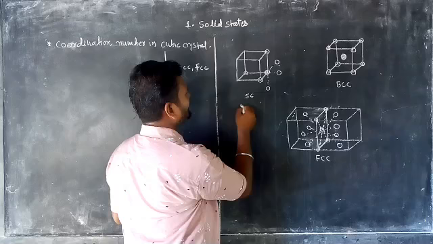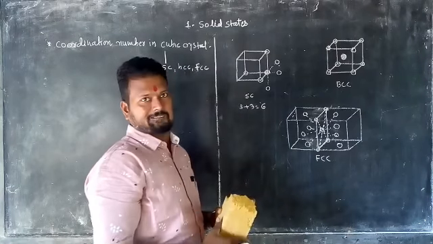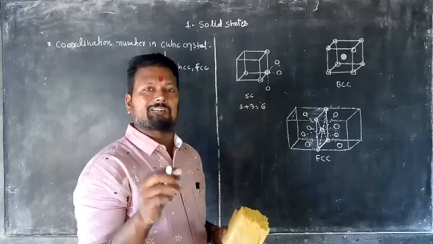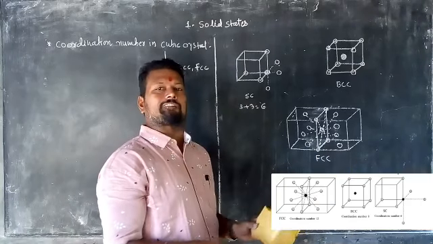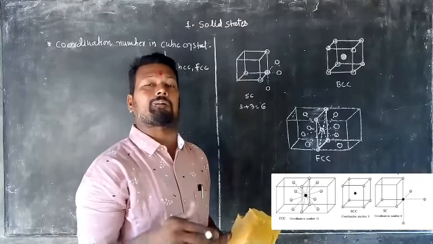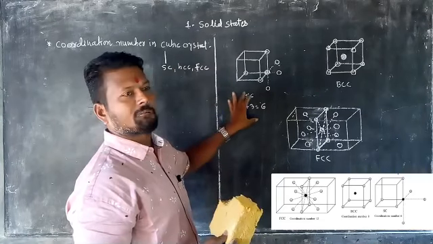That means 3 + 3, so the coordination number is 6, if there is a simple cube. In that case, there are 3 points in its own unit cell and 3 lattice points in the other unit cell. So the coordination number in a simple cube is 6.